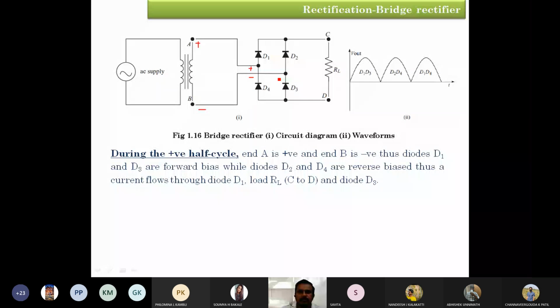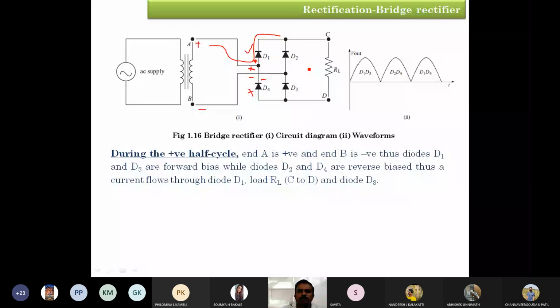Now tell me, what about diode D1? The anode of diode D1 is facing positive polarity, and the cathode terminal of diode D4 is facing positive polarity, isn't it? So among these two, diode D1 is forward biased and diode D4 is reverse biased. Whatever the current, it is going to pass through this diode D1. Now it will come to this node.